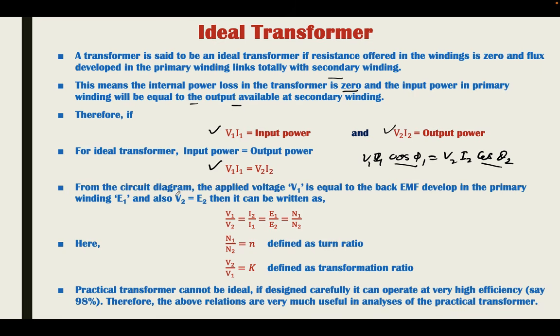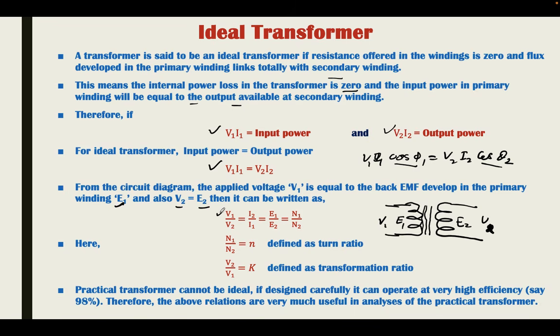Now, from the circuit diagram, we apply V1 equal to the back EMF, that is the primary induced EMF. We have already discussed this: this is V1, and the EMF developed in this winding is E1. Similarly, we have E2 in the secondary, and the terminal voltage is V2. Considering V1 equals E1 whereas V2 equals E2, because there is no drop within the transformer winding and the transformer is considered an ideal transformer.